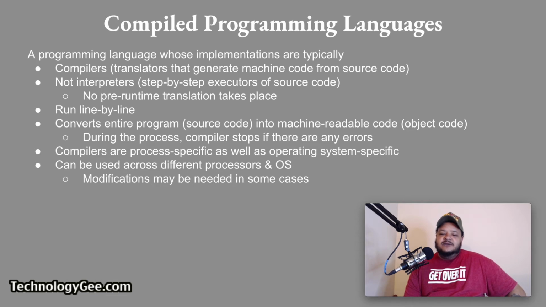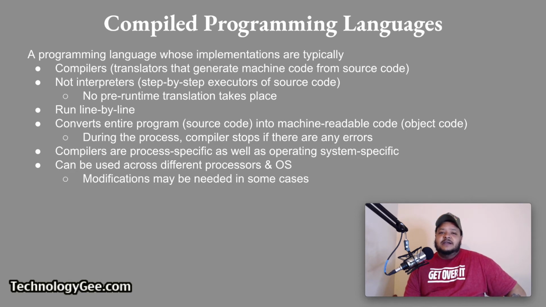Compiled languages convert the entire program or the source code into machine readable code, which is also known as object code. During the process, the compiler stops if there are any errors. Although compilers are processor specific, as well as operating system specific, compiled languages can be used across different processors and operating systems, although modifications may be needed in some cases.